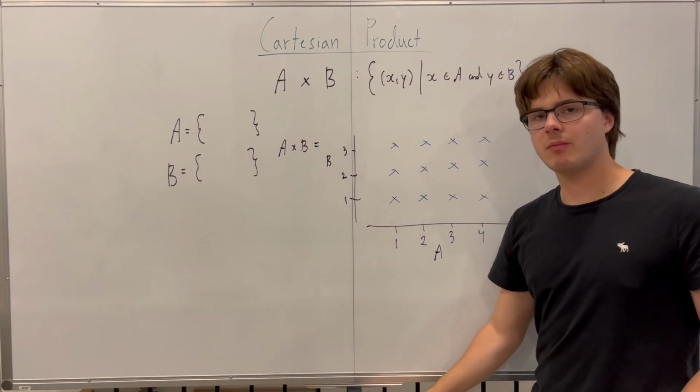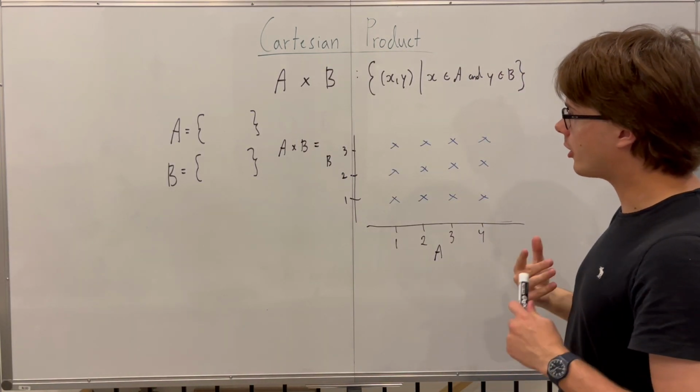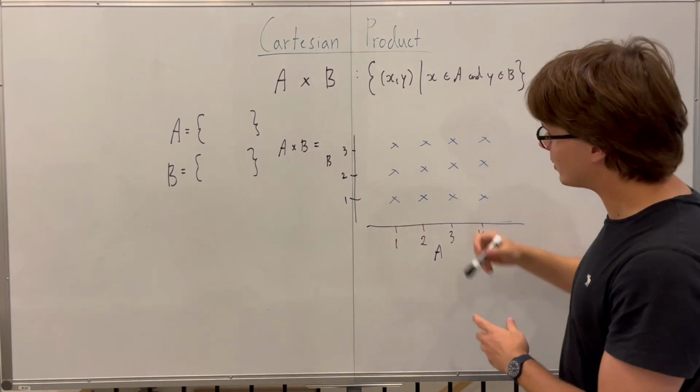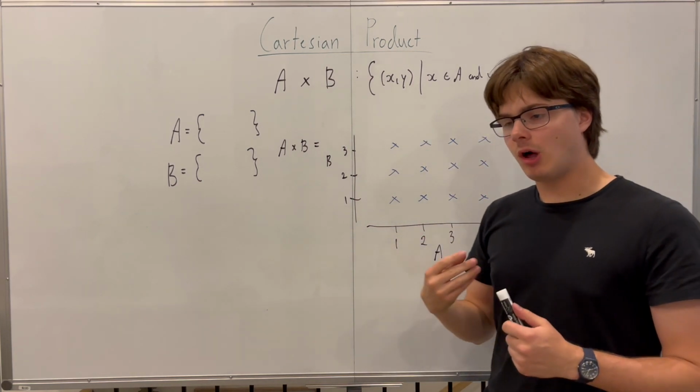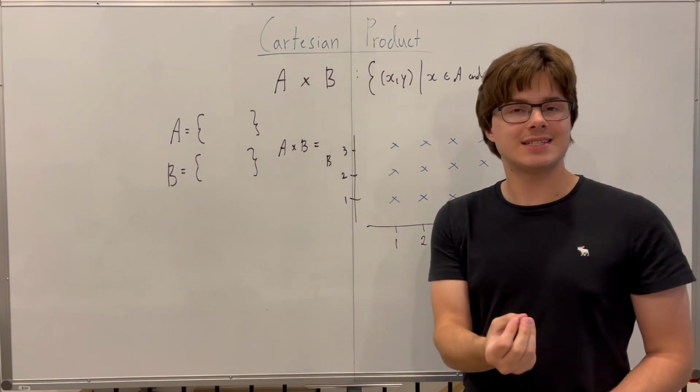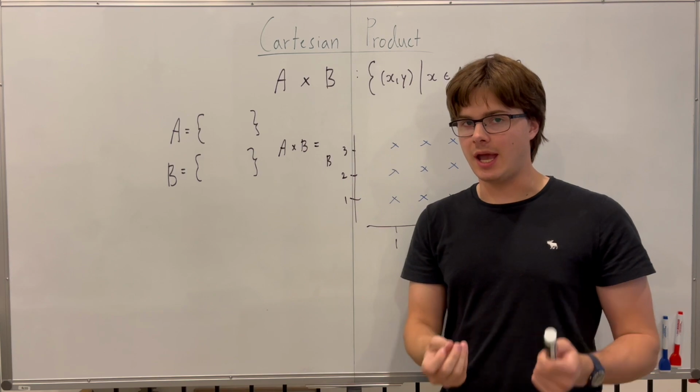Now, something some of you might have already begun to notice is that a Cartesian product looks a lot like a grid system, right? It looks like we're creating a grid here. It looks a lot like a graph almost. And you would be right, that's a lot of what a graph actually ends up being.